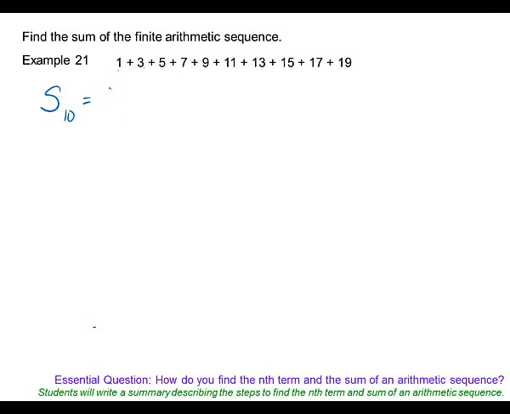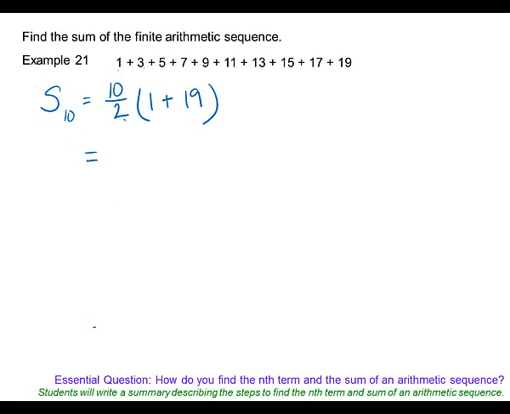So the formula says I do n divided by 2, so 10 divided by 2, and then I'm supposed to do the first term plus the last term. What's the first term? 1. Good. What's the last term? 19. So this one is very straightforward. This here is purely notation. It's the notation for saying the sum of the first 10 terms.